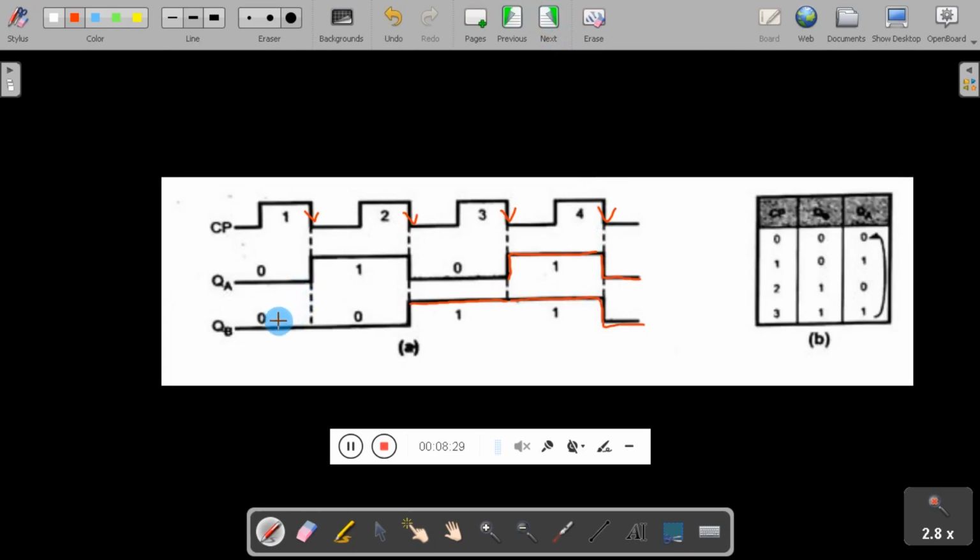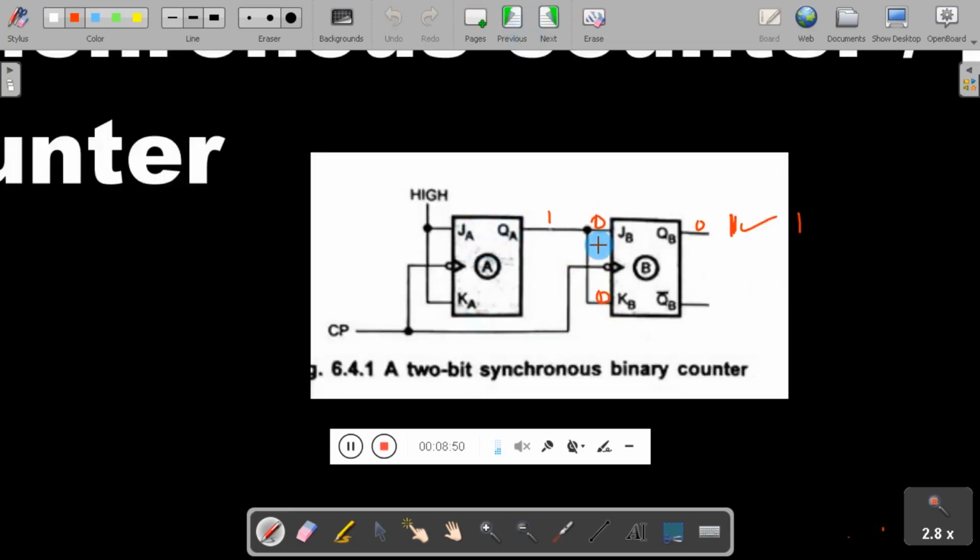So this is the waveform: 0 0, 0 1, 1 0 and 1 1. Here QA is LSB, QB is taken as MSB. So students, let me explain once again here. Both flip-flops are connected with the simultaneous clock. That means the outputs of both flip-flops will change simultaneously. But the input of the first flip-flop is connected to high, and the input of the second is connected with the output of the first.